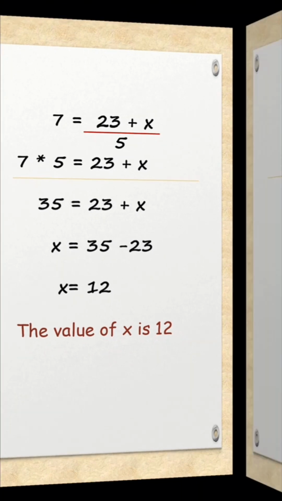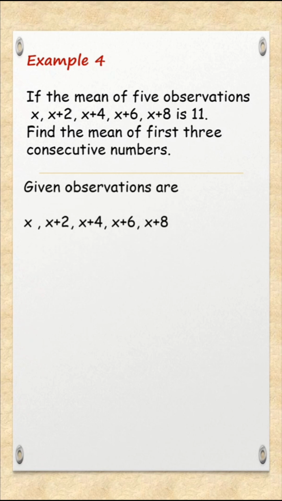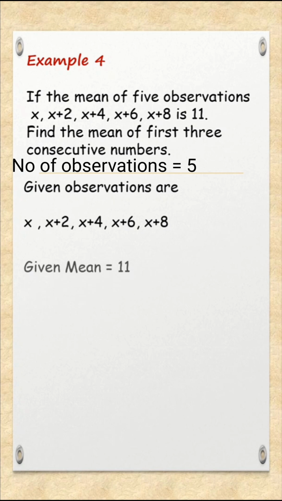Let's see one more example. If the mean of 5 observations x, x plus 2, x plus 4, x plus 6, x plus 8 is 11, find the mean of the first 3 consecutive numbers. It's clear from the question, you have to find the value of x and at the same time you have to find the mean of the first 3 consecutive numbers. I have written what is given. Number of observations is equal to 5. They have given the mean. Mean is equal to 11.